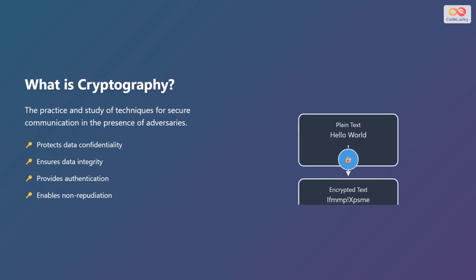So, what exactly is cryptography? Cryptography is the practice and study of techniques for secure communication in the presence of adversaries. It is the art and science of protecting information by transforming it into an unreadable format, called ciphertext, ensuring that only authorized parties can access it. Key aspects of cryptography include protecting data confidentiality, ensuring data integrity, providing authentication, and enabling non-repudiation.